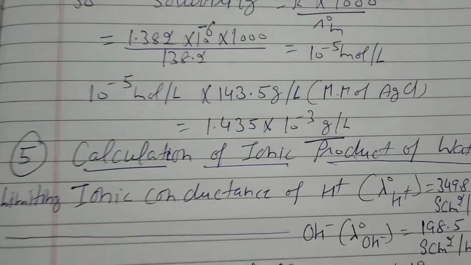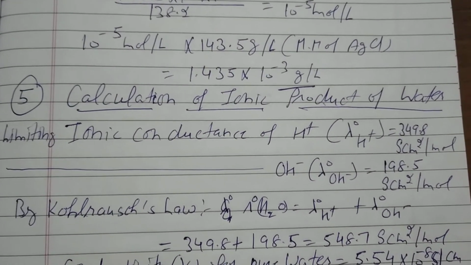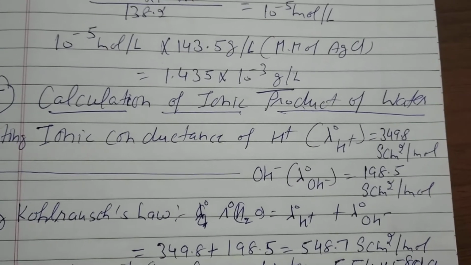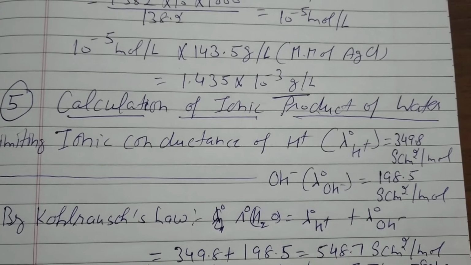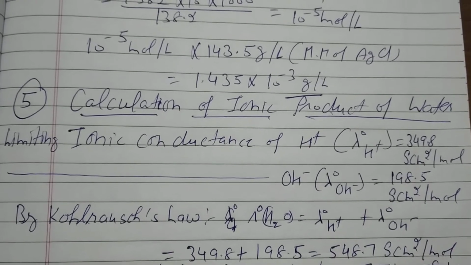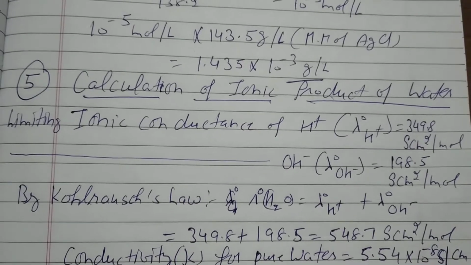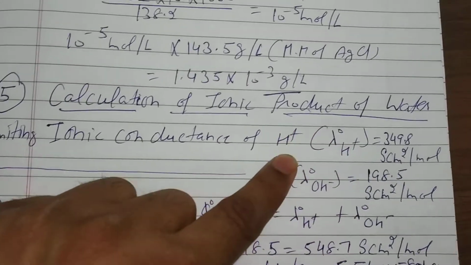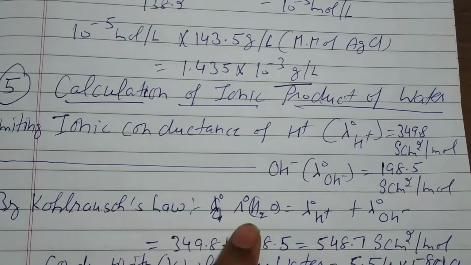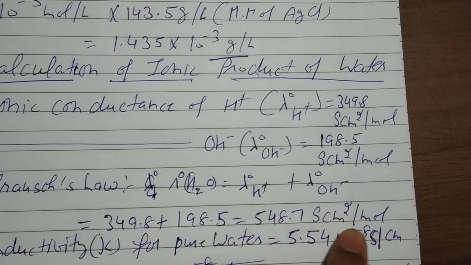Now the next, last application is the calculation of the ionic product of water. The limiting ionic conductance of H⁺, λ° H⁺, is given as 349.8 Siemens centimeter square per mole. Similarly, the limiting ionic conductance of OH⁻, λ° OH⁻, is given as 198.5 Siemens centimeter square per mole. So the sum of these two ionic conductances is equal to the limiting molar conductivity of H2O. So this will be equal to 548.7 Siemens centimeter square per mole.